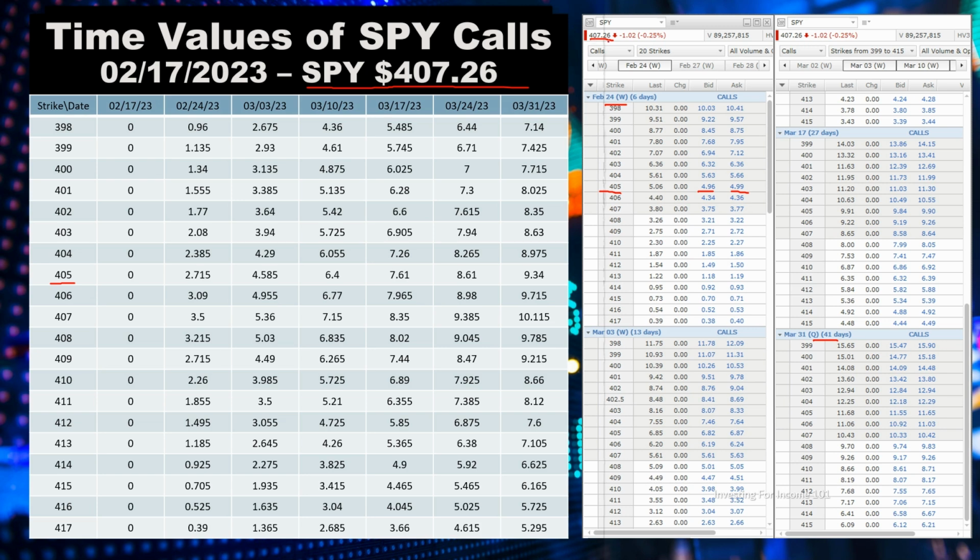From our previous slides, we know how to compute the intrinsic value, right? It's 407.26 minus 405, that's 2.26. If we subtract the intrinsic value from the bid and ask, we get 2.70 and 2.73, right? And the average of 2.70 and 2.73 is 2.715, which is exactly here.